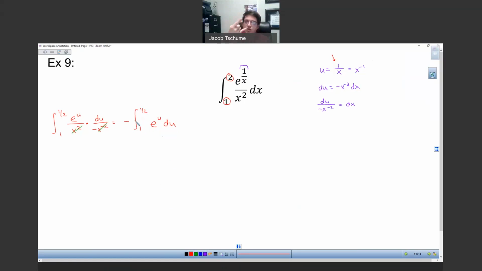So remember your property. You can flip over your integration limits as long as you bring a negative out front. But since there's already a negative out front, when you flip your parameters around, it just becomes the positive integral from 1/2 to 1 of e to the u du. Integrating e to the u is pretty simple. It's just e to the u, and we're going to evaluate this from 1/2 to 1. This will give me e to the first minus e to the 1/2, which is the same thing as e minus root e. And that is your final answer for this definite integral.